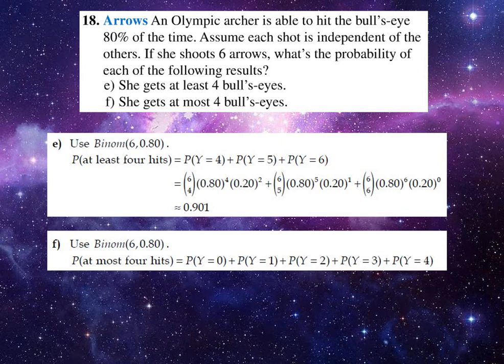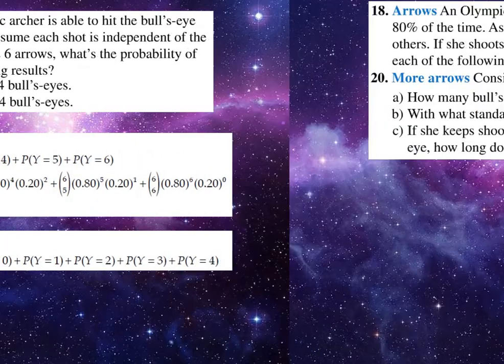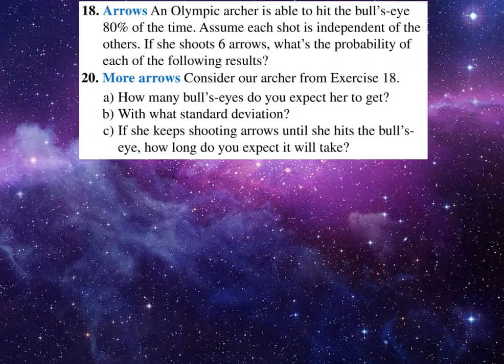Okay. Switch it up just a little bit. Same general setup. When we're looking at this, and I ask you, how many bullseyes do you expect her to get? Is that geometric or binomial? Binomial, because it's not a go until. It's what is the number I'm looking for.